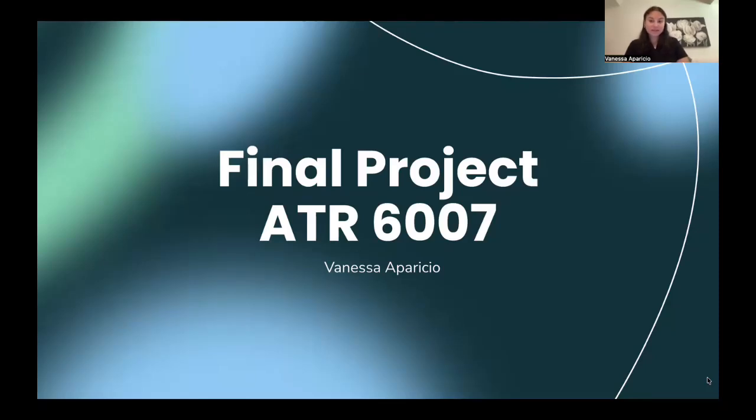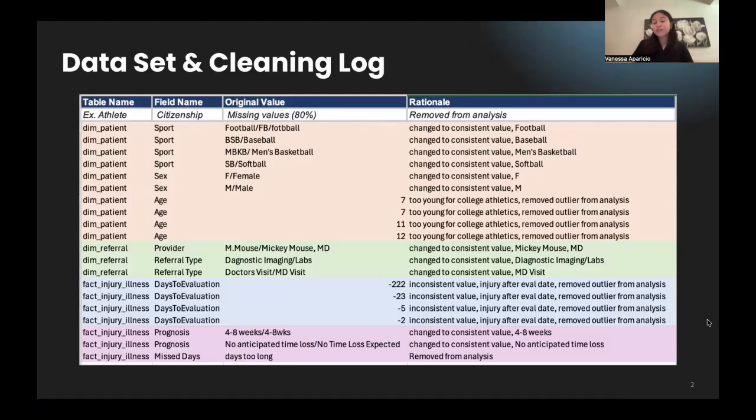This is my final presentation for ATR 6007. To introduce this data, let's imagine that I'm an athletic trainer at an NCAA Division II college. The data has been collected over the course of a school year and includes demographic information, injury and illness records, treatment visits, and physician referrals.